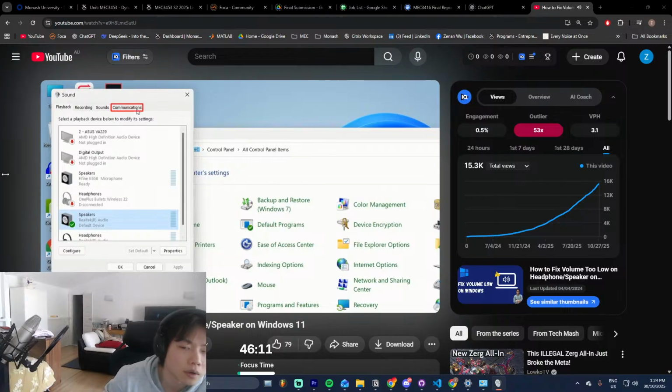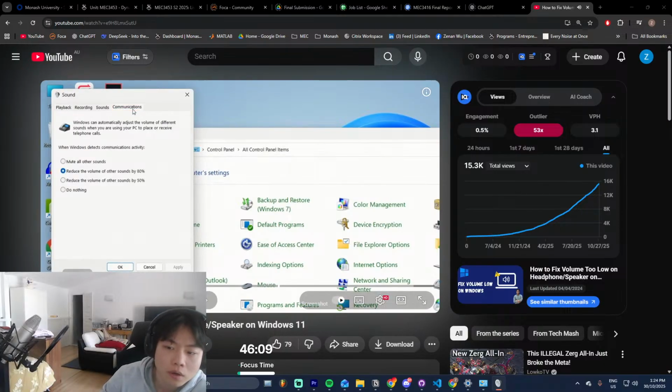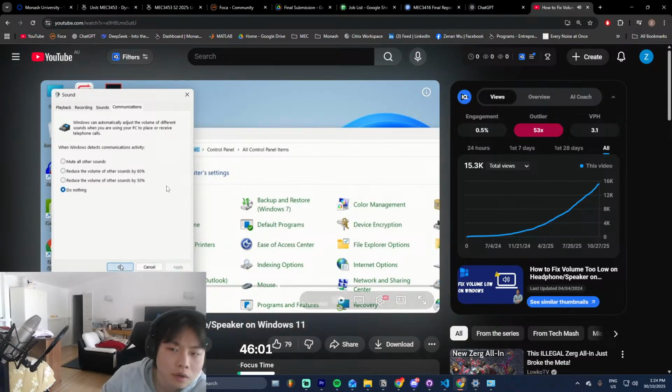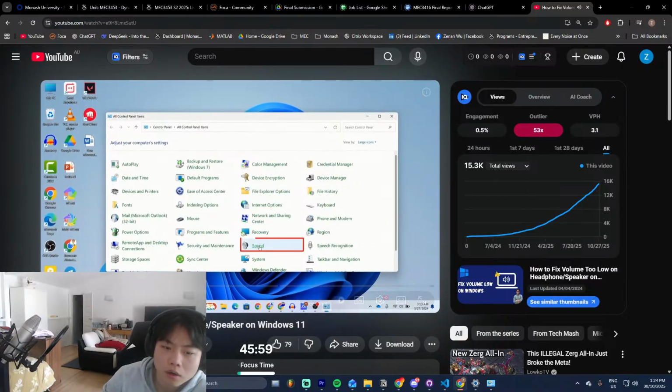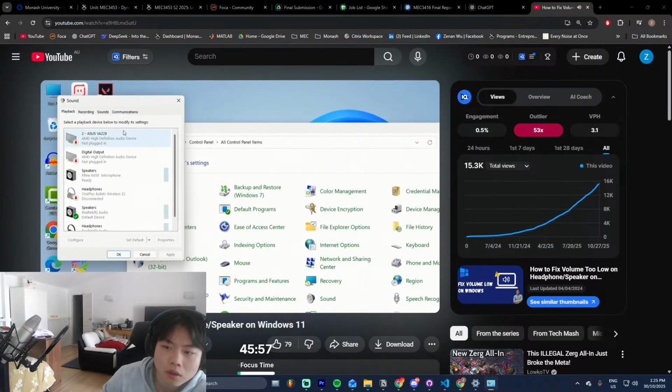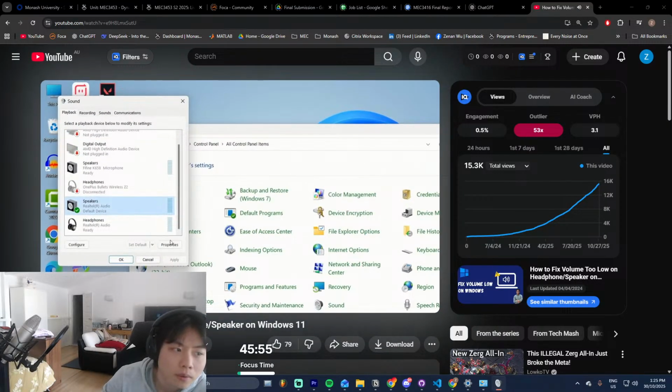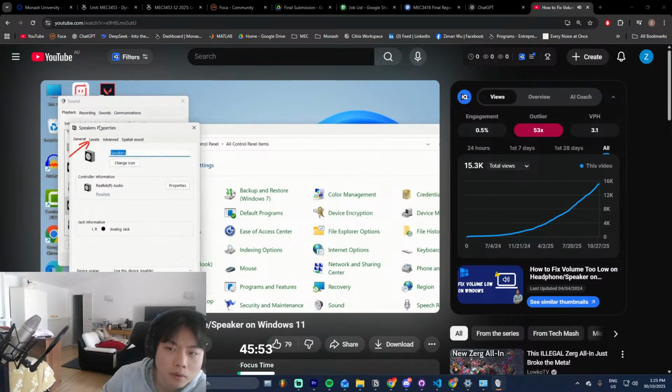Click on this communication tab at the top, and then here you can see it is selected to reduce the volume of other sound by 80%. So here just select do nothing and then hit apply and hit on OK. Again open your sound tab here and then here select the correct speaker and then select on properties and then click on levels, and here make sure that your volume is cranked up high.